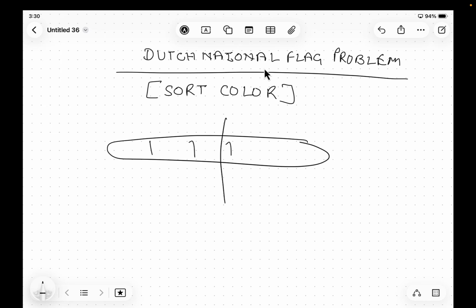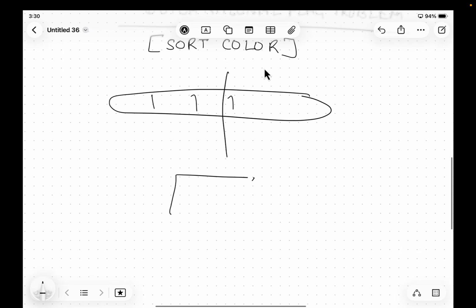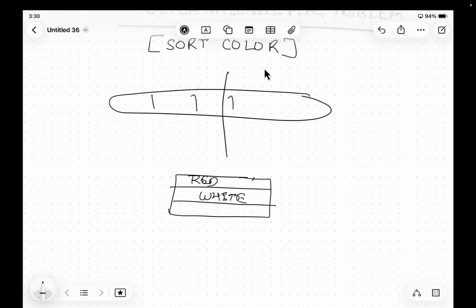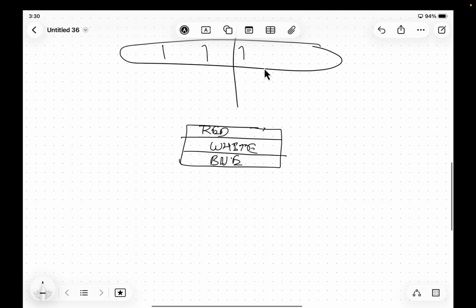So let me explain what the Dutch national flag problem is. The Dutch national flag has three colors. On the top they have red, in the middle they have white, and blue is the last stripe. So the problem says I am giving you some colors, you have to sort the colors in this pattern, meaning all red should come together, then all white, then all blue.